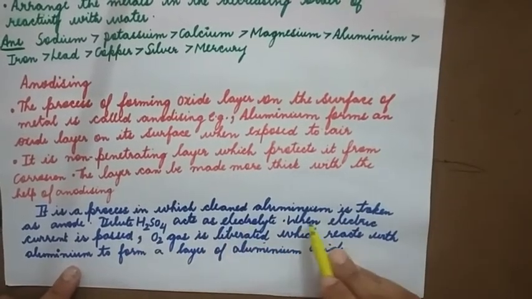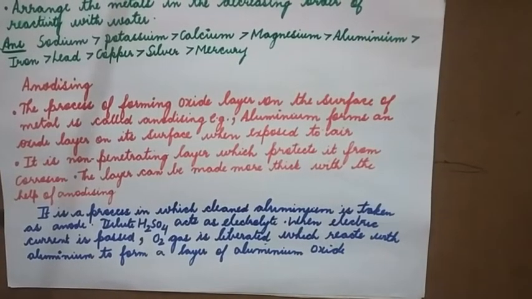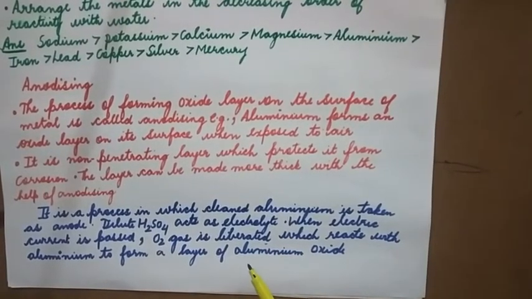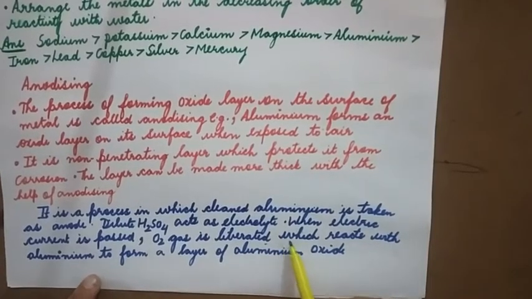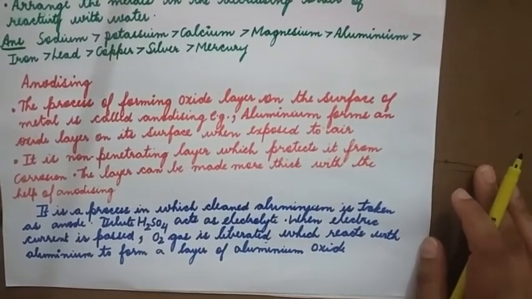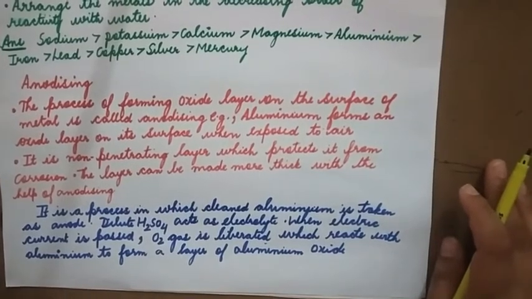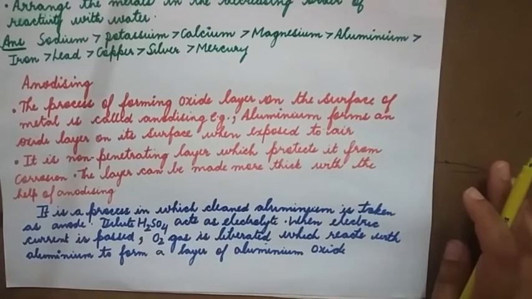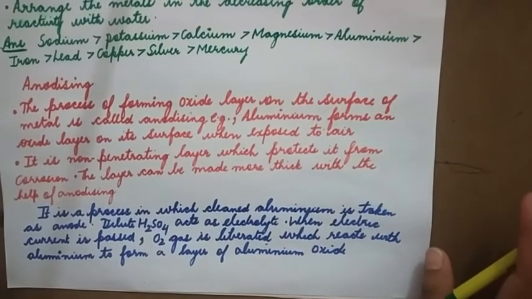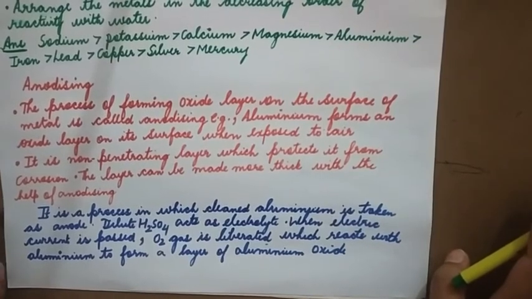It is a process in which clean aluminium is taken as the anode, and dilute H2SO4 acts as an electrolyte. When electric current is passed, oxygen gas is liberated, which reacts with aluminium to form a layer of aluminium oxide. Here, what are we taking as an electrolyte? It is sulfuric acid. When you pass electric current, oxygen is liberated, which reacts with the aluminium. The oxygen which is released reacts with aluminium to form aluminium oxide. This is how the anodizing process is done.